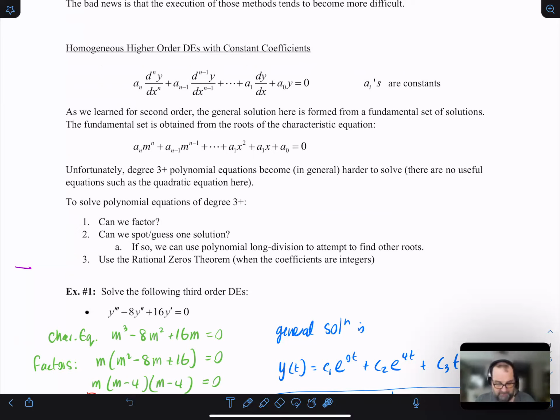This is usually the strategy I would suggest. Can we factor? Sometimes guessing helps: if you can come up with one particular root or one particular solution, you can use it to find other particular solutions. So that's a possibility. And there is something called the rational zeros theorem, which is also helpful to at least get started and find one starting root. So let's take a look at the algebra of this situation.